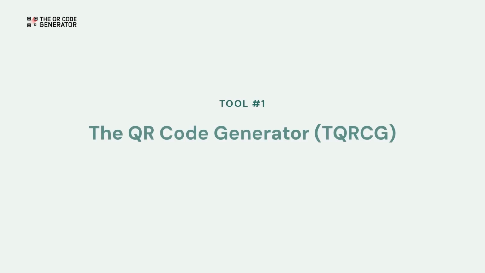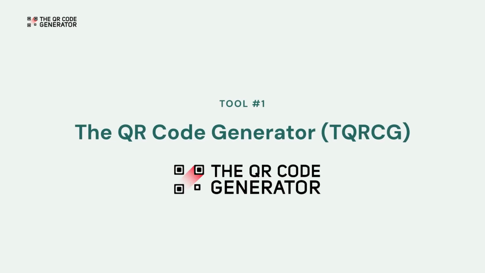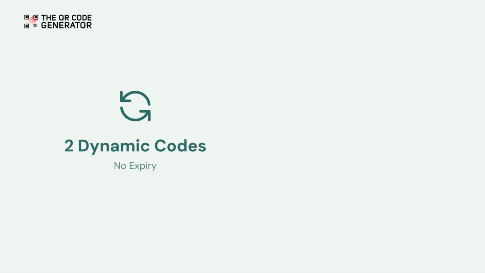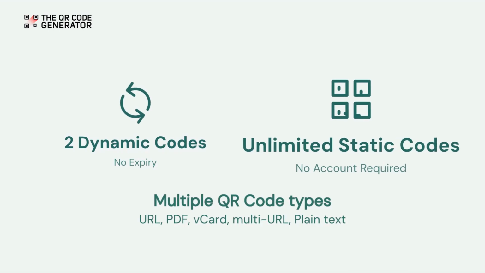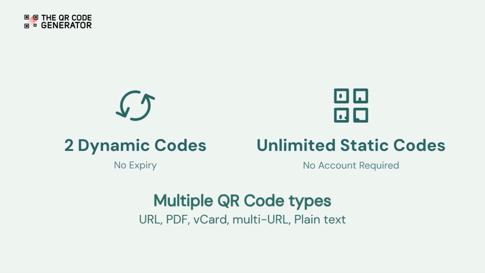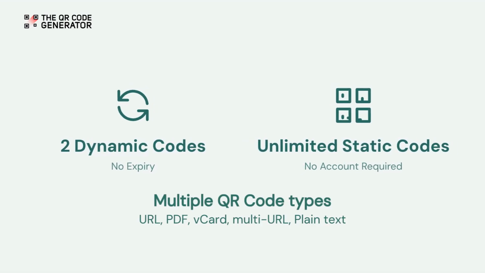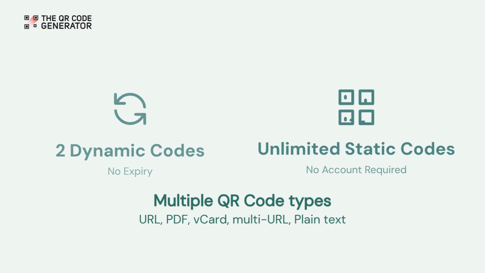The first tool is TQRCG at theqrcodegenerator.com. It's an all-in-one platform that gives you 2 free dynamic QR codes with no expiration, unlimited static codes without requiring an account, and an interface that supports multiple QR code types, including URL, PDF, vCard, multi-URL, and plain text.